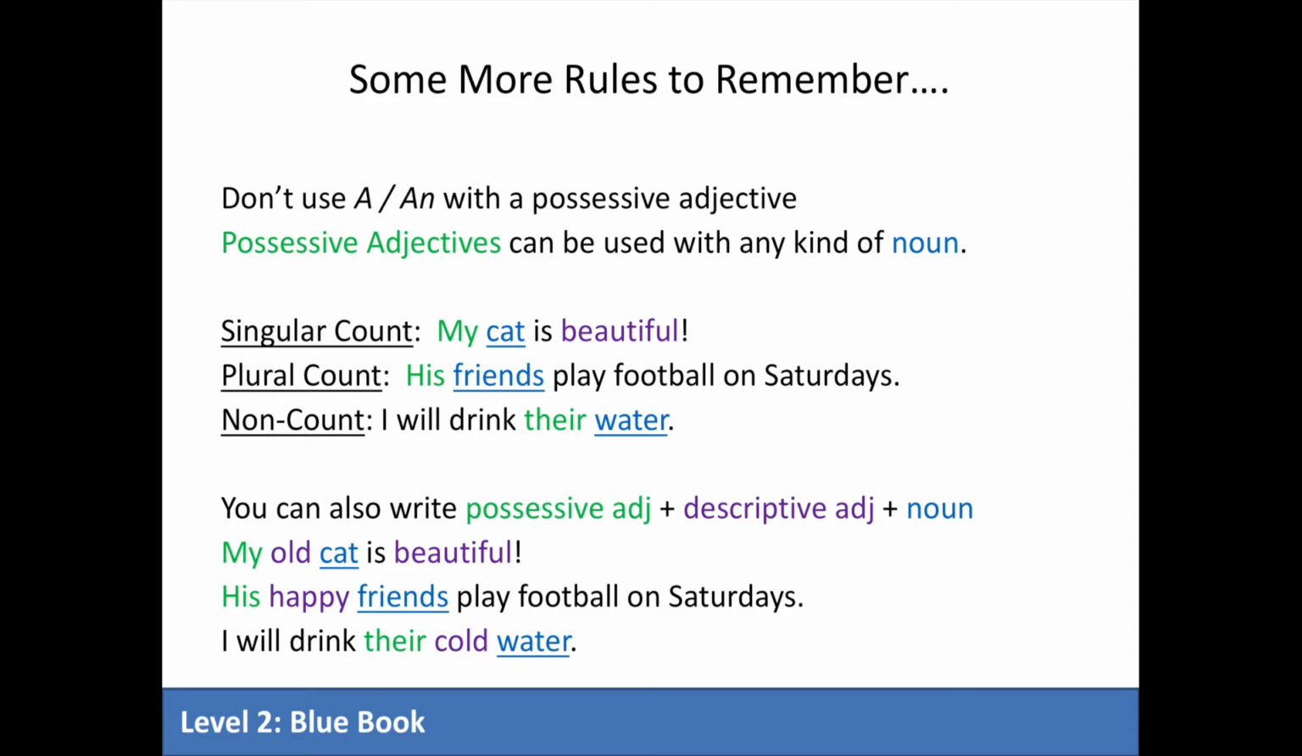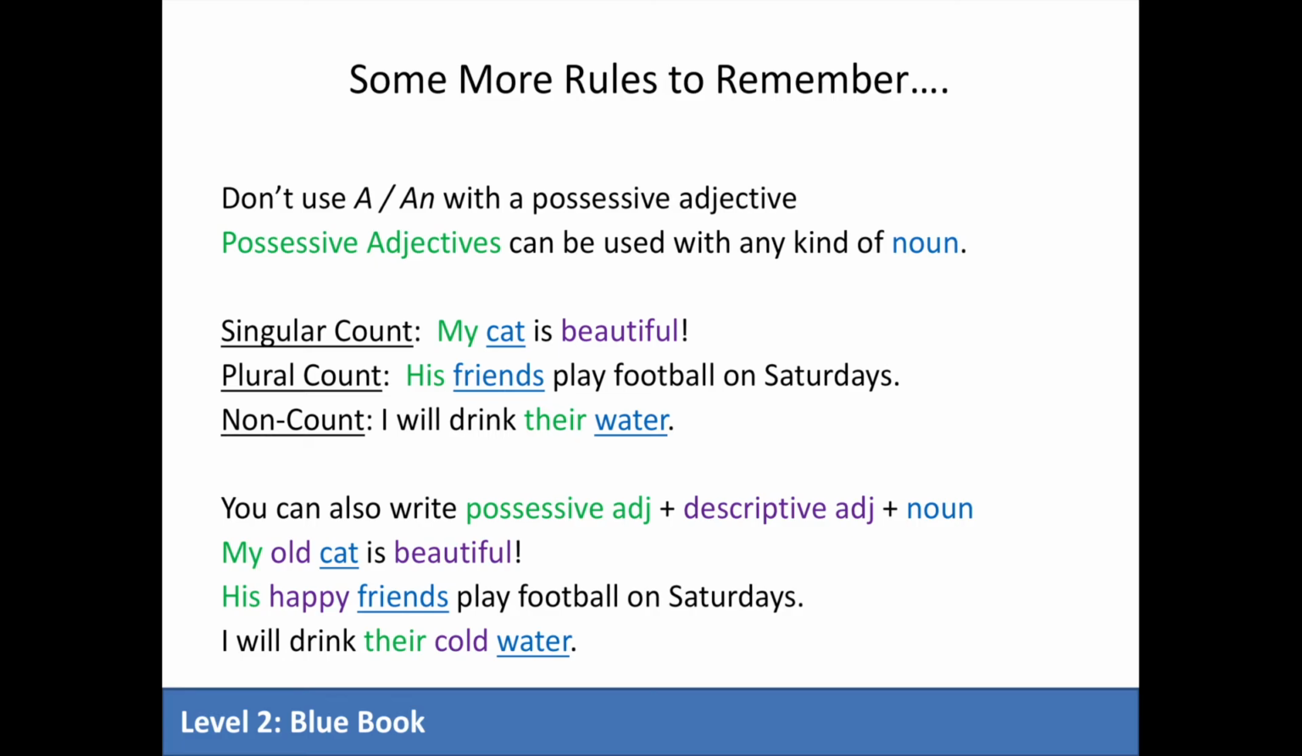You can also write possessive adjectives with a descriptive adjective and a noun. For example, my old cat is beautiful. In this sentence, we show ownership using my. We describe the cat with old and beautiful as descriptive adjectives and the noun cat.